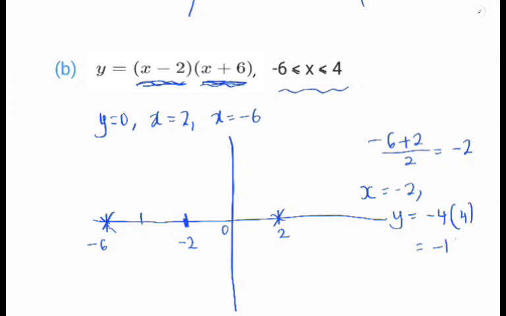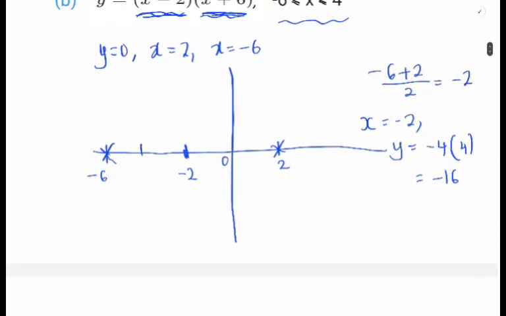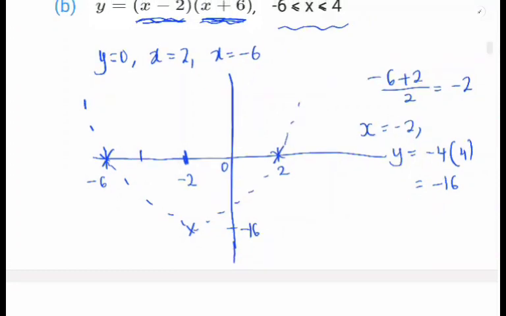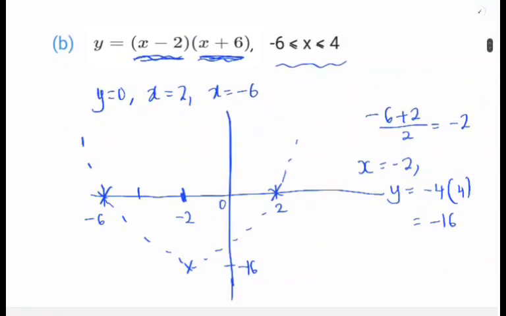So you have negative 16. Negative 16 is here, I am not drawing to scale. So now we have the graph something like this already. You have to draw from negative 6 to 4 only. So negative 6, okay, this part is okay, settle it.